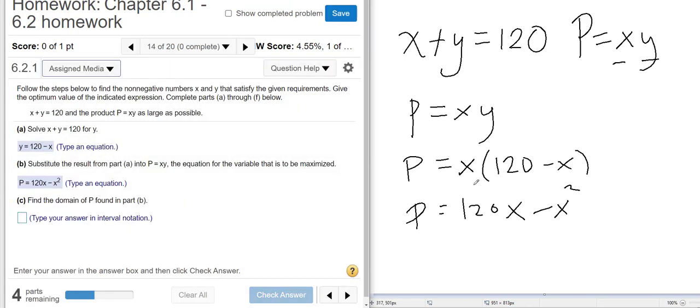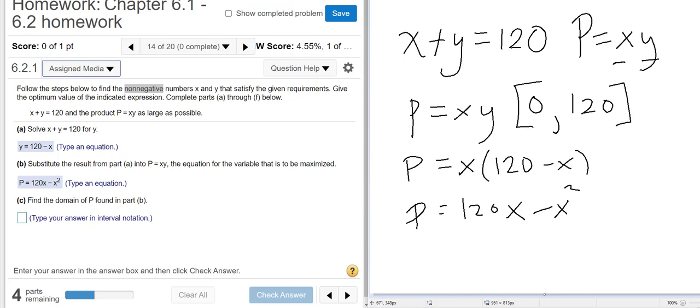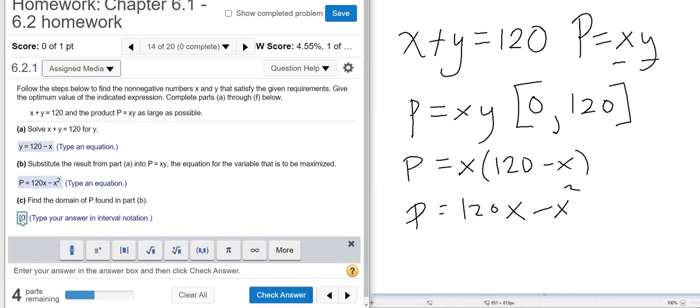Now, the next thing they ask us for is the domain. And the important part here is it says they have to be non-negative. So if x plus y equals 120, and neither number can be negative, the smallest a number can be is 0. The largest the number can be is 120. Because if you go less than that or more than that, you're going to need to involve negative numbers. So our domain is all numbers between 0 and 120.